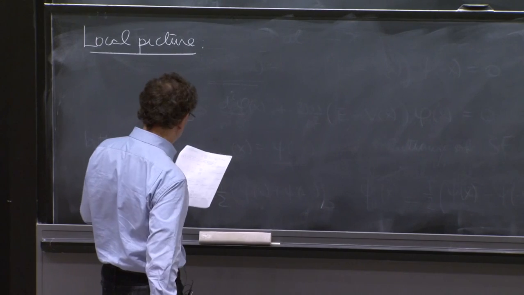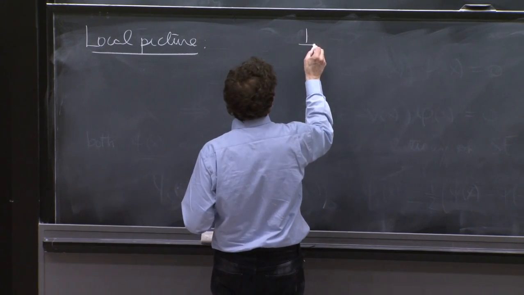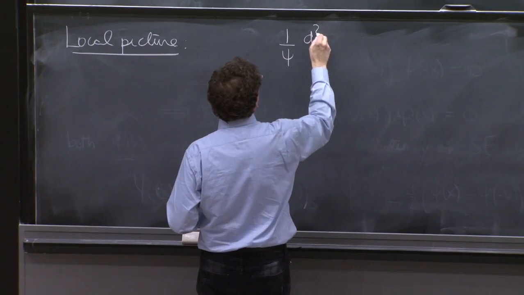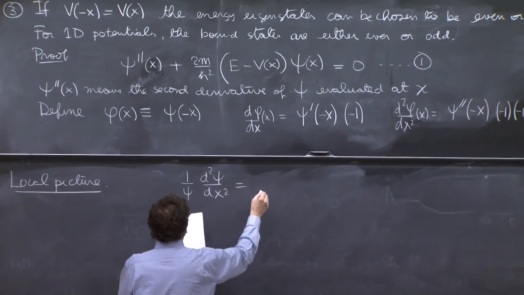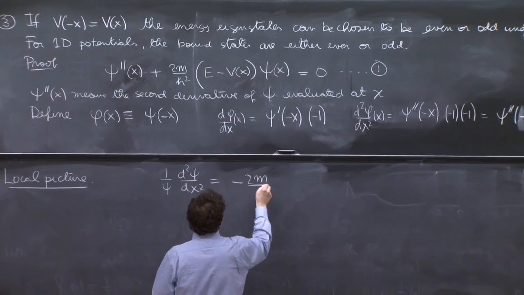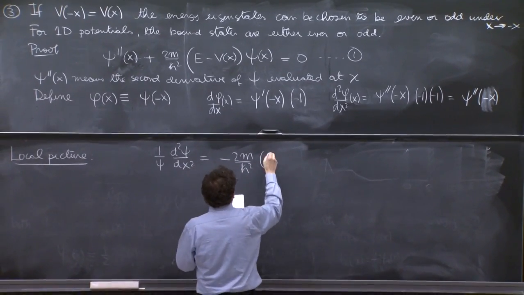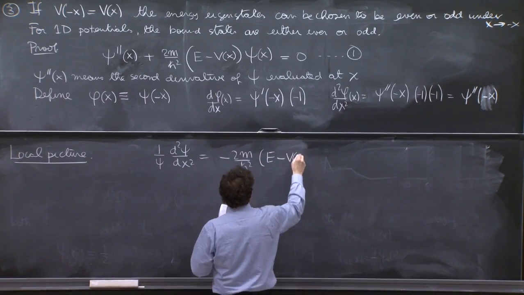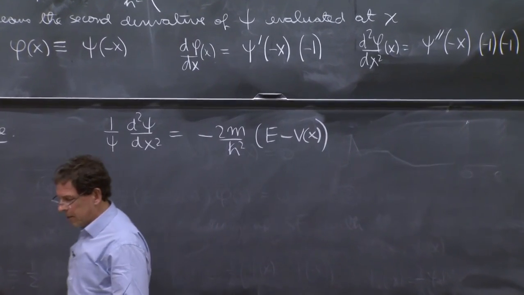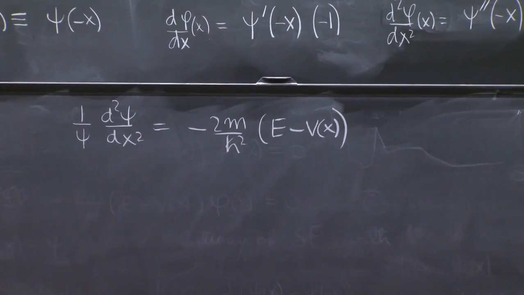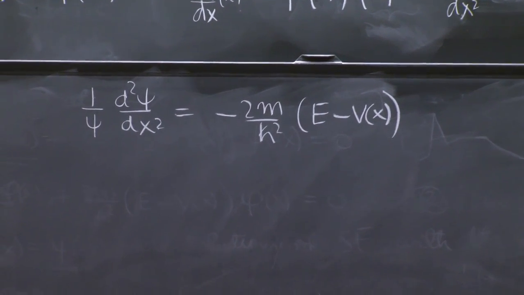From this equation, you have 1 over psi, the second derivative of psi with respect to x squared, is minus 2m over h bar squared, E minus V of x. Look how I wrote it. I put the psi back here, and that's useful.